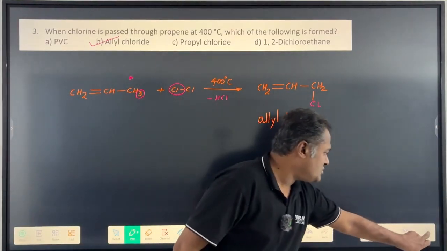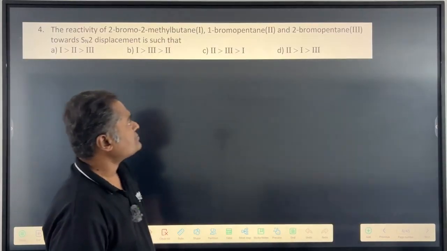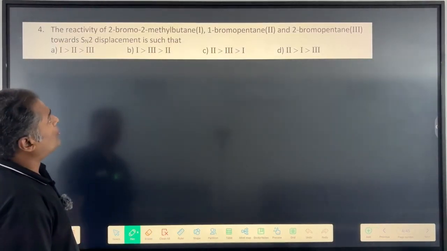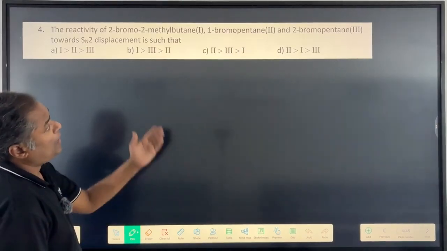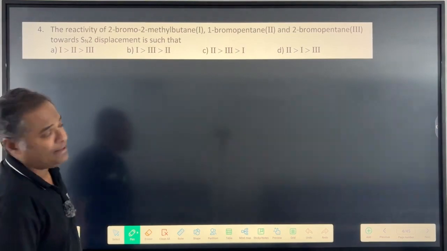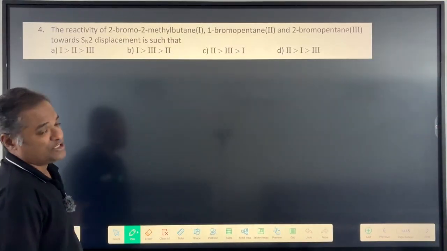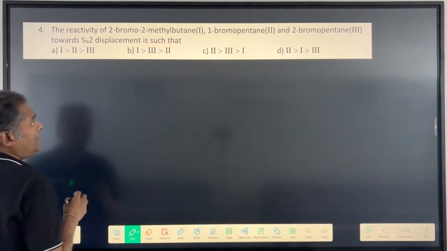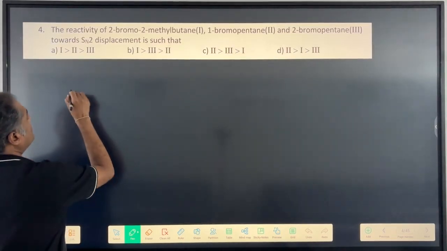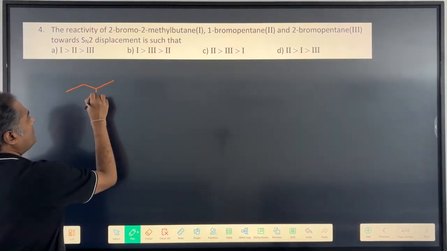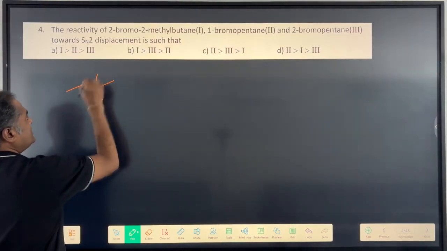Let's take the next question, child, what we have on the screen. Now here, child, they have mentioned the reactivity order of 2 bromo 2 methyl butane, 1 bromopentane and 2 bromopentane towards SN2 displacement. Before we start anything, let's first of all write these 3 compounds. The first compound they have mentioned is a butane, and to this butane I have a bromine at the second position, and one methyl group also at the second position.